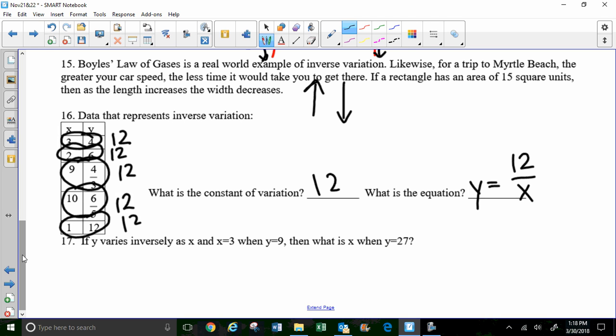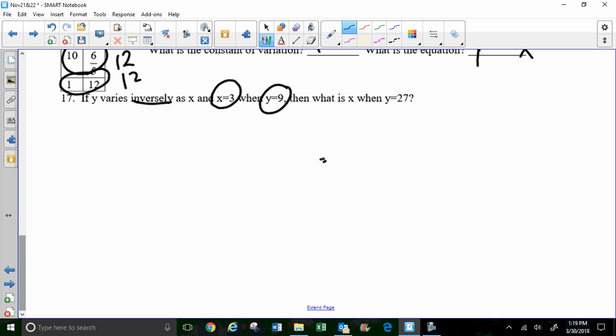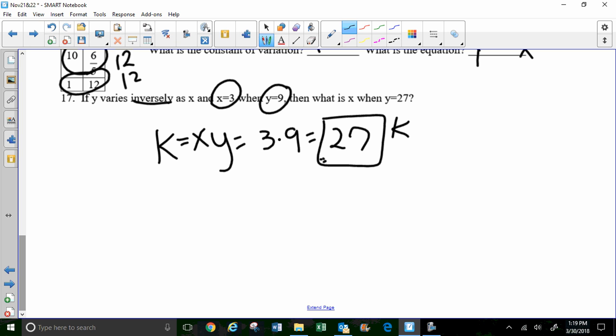So the last problem here says, if y varies inversely as x, so inverse, and x equals 3 when y equals 9, then what is x when y equals 27? So first thing I want to do is find k. So k is whatever x times y is. So in this case, k is 3 times 9, which is 27. So there's your k. Now write your equation, y equals 27 over x.